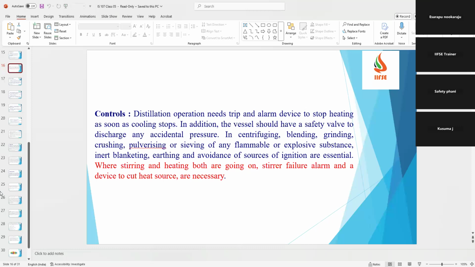Where stirring and heating are both going on, a stirrer failure alarm and a device to cut off heat sources are necessary. When you're having stirring and heating, basically in reaction vessels, the classic example being reactors, whenever your stirrer stops, it should also stop the heating source through the jacket. Such controls we have to install.